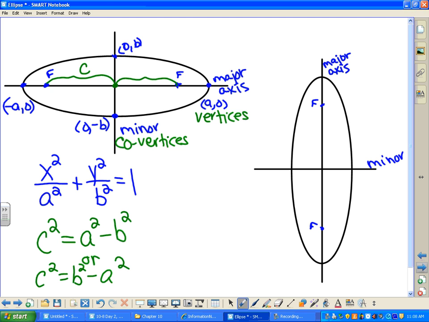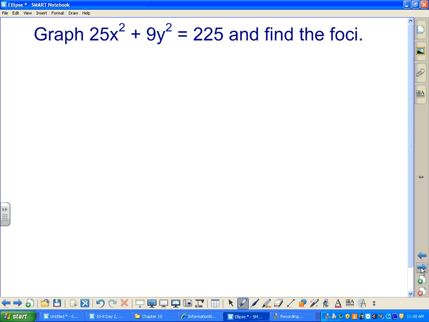All right. So with all of that information, let's see if we can graph a few of these ellipses and do a little bit of work with them. So the first one says this: graph 25x squared plus 9y squared equals 225, and then find the foci. So go ahead and write down that equation.